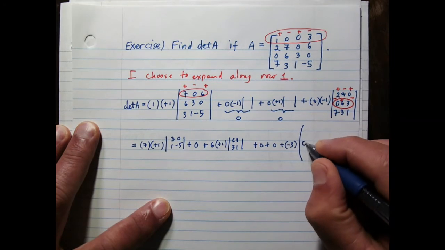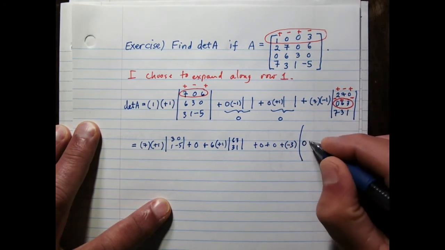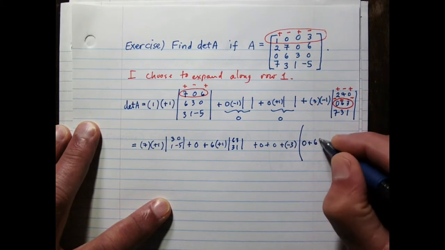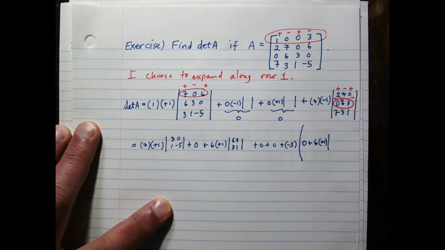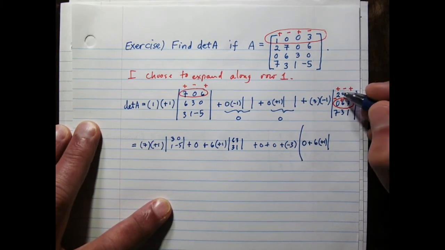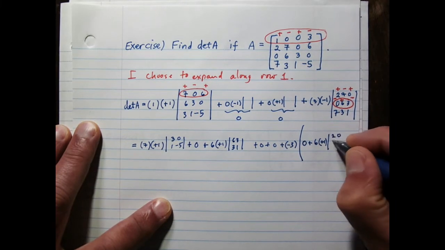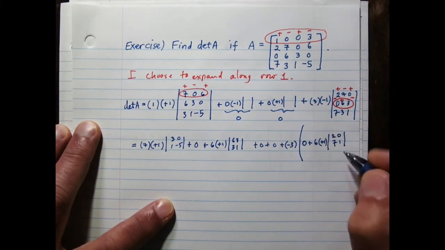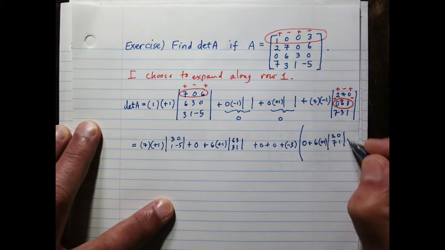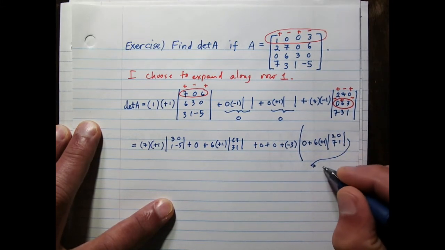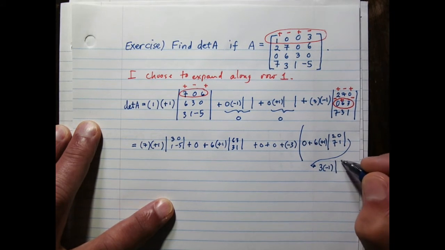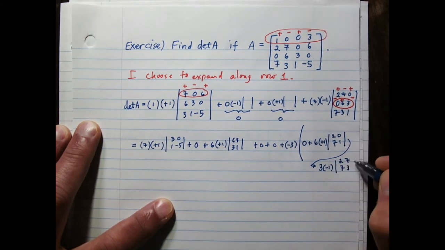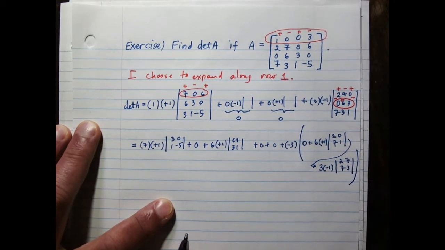And I start out with my first entry, which is 0, so I don't have to worry about it. Then I move on to plus 6 times a plus 1 times a 2 by 2 determinant, which I get by removing that row and column. So it looks like 2071. I'm going to have to come down to the next line here. So I'm going to have 3 times a -1 now, times the determinant 2773, I think, when I remove its row and column, all in that big grouping.